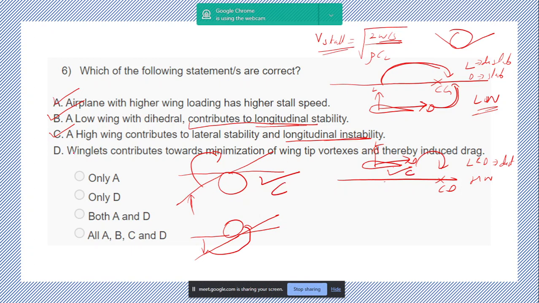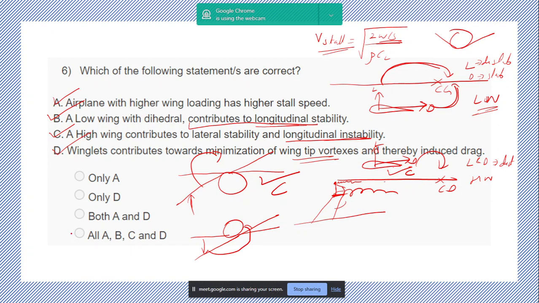Okay. Now winglets contribute towards minimization of wingtip vortices and thereby induced drag. True, yes. So if you did not have winglets, the velocity that comes, so if this is your wing, the velocity that comes from below the wing surface and above the wing surface interact at the tip, and at that point you have large vortices generated that increase the induced drag. Now since you have a winglet, something like this, so this wingtip vortices occur only at this point now and they are smaller in magnitude. So it reduces the wingtip vortices and also the induced drag. So point D is also true.